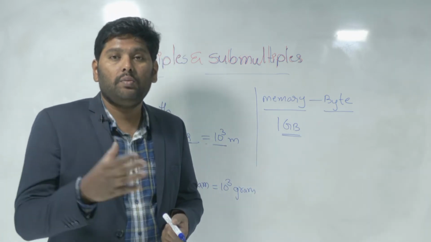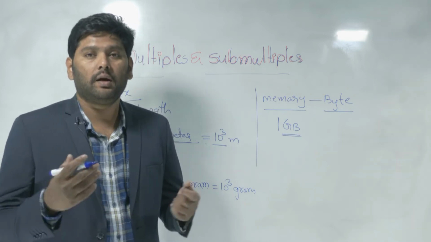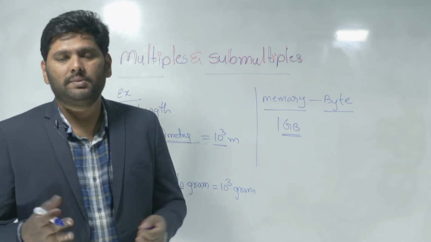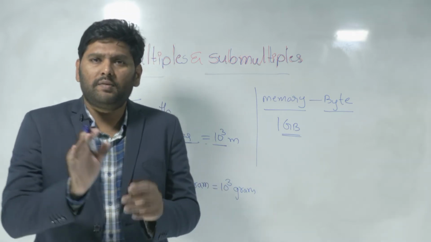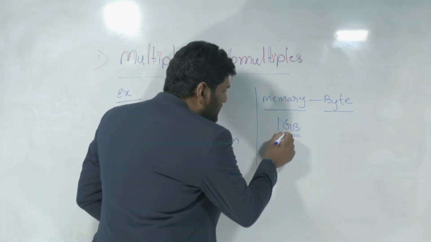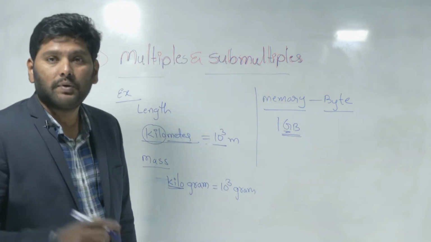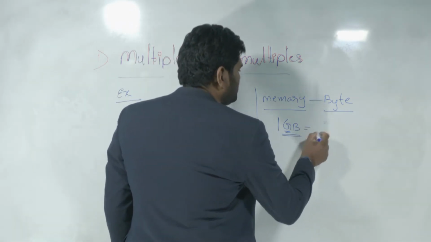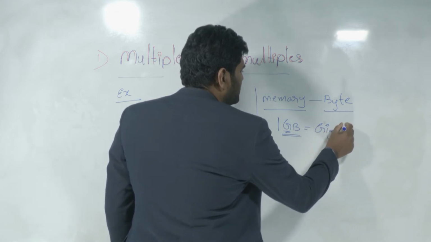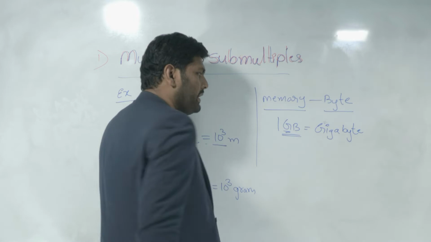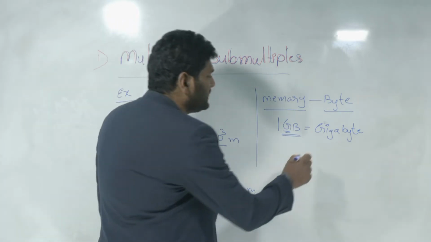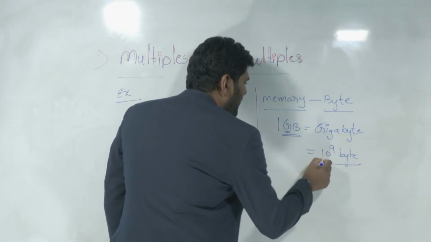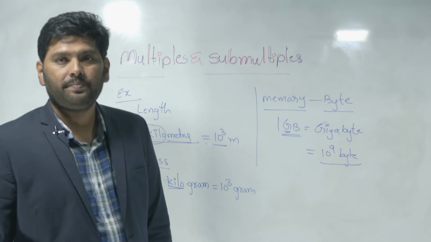What is the ROM storage capacity of the mobile? We will say 256 GB, 128 GB, 4 GB, 8 GB. This is the way we use the terms. But what is the meaning of GB? The G represents a multiple. What is the value of G? G is giga. This is called gigabyte. Giga represents 10 power 9, so 10 power 9 bytes is called 1 GB.